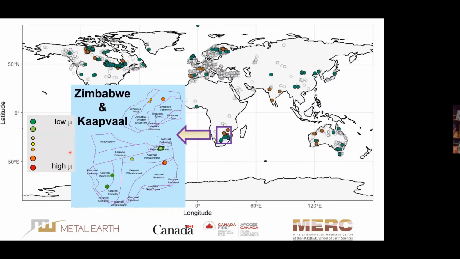Jump across to Zimbabwe and Kaapvaal, very much the same type of thing, very distinct provinciality. Zimbabwe and the ancient gneiss complex in the Barberton region shows the higher mu signature, whereas some of the slightly younger Murchison domain, etc., shows lower mu.